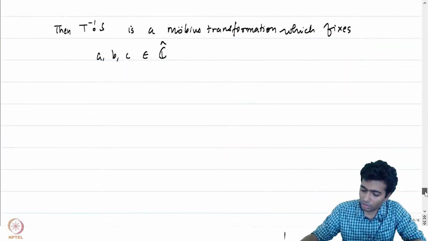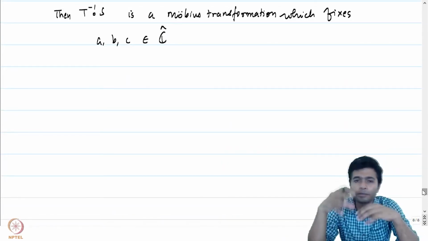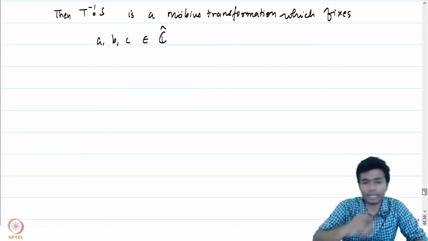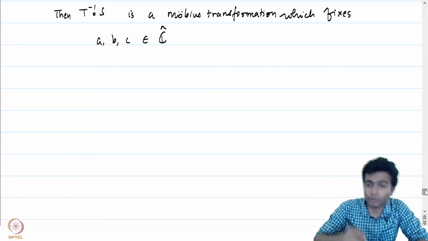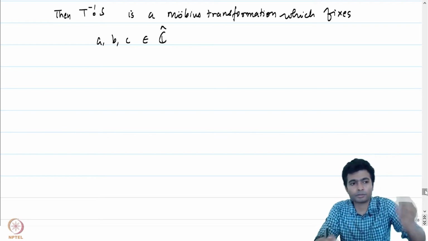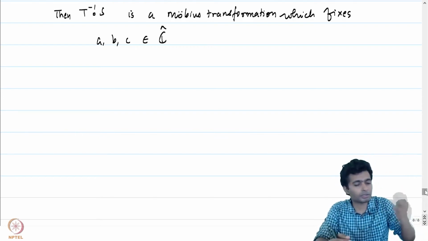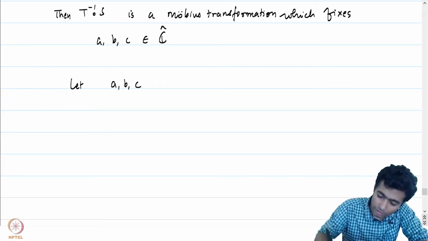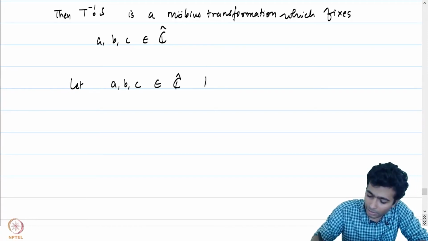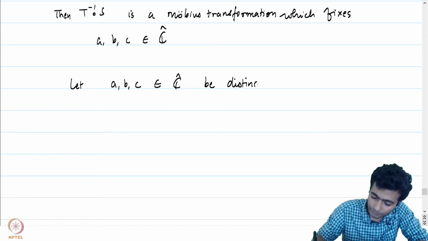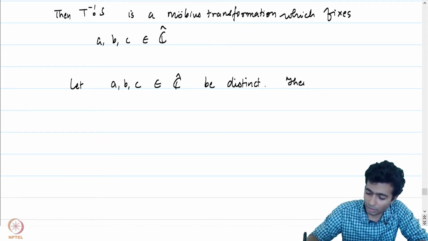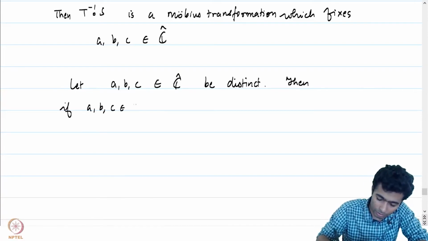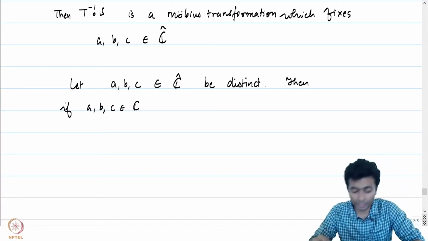So we can now ask, given 3 distinct points, can we get hold of some nice Mobius transformations which map them to points of interest to us? And the answer is yes. We will now try to construct Mobius transformations which map 3 given distinct points A, B, C to the points 0, 1 and infinity in C hat. Let's do that. Let A, B, C be distinct points in C hat. Then the following cases happen. If A, B, C belong to C, none of these points are the point at infinity.